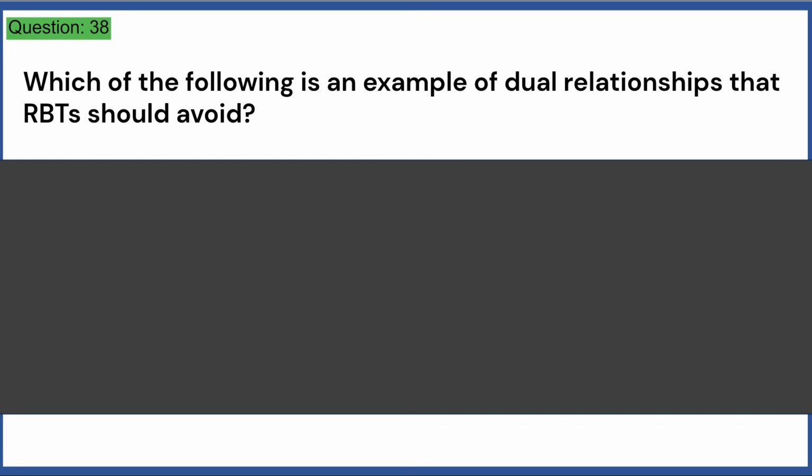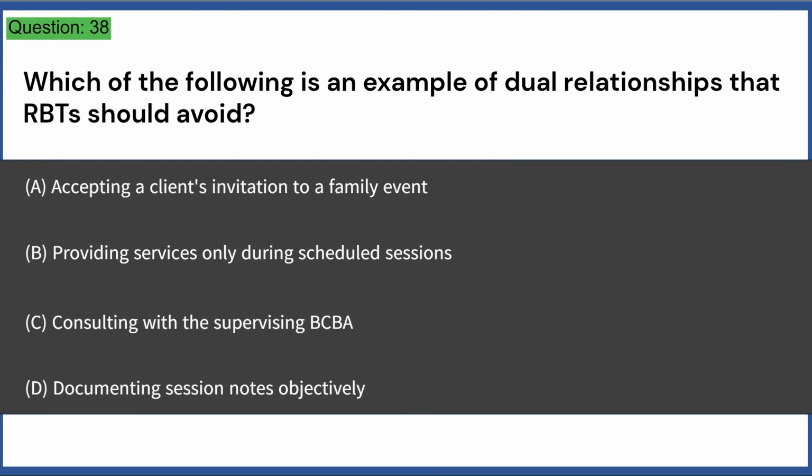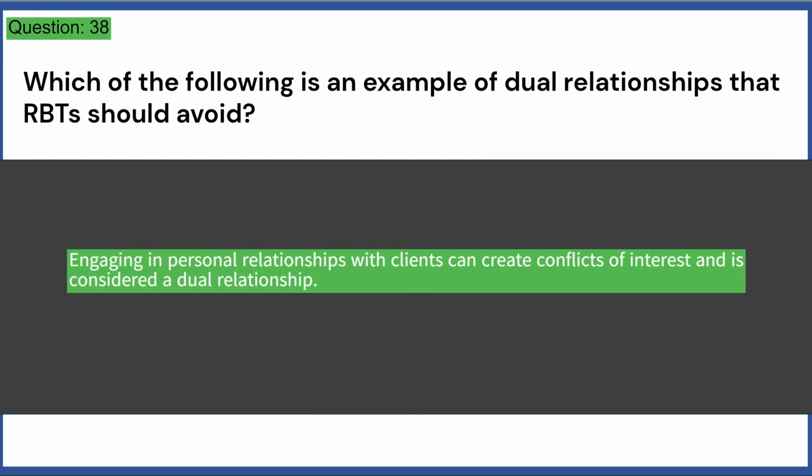Which of the following is an example of dual relationships that RBTs should avoid? A. Accepting a client's invitation to a family event. B. Providing services only during scheduled sessions. C. Consulting with the supervising BCBA. D. Documenting session notes objectively. Answer: A. Engaging in personal relationships with clients can create conflicts of interest and is considered a dual relationship.